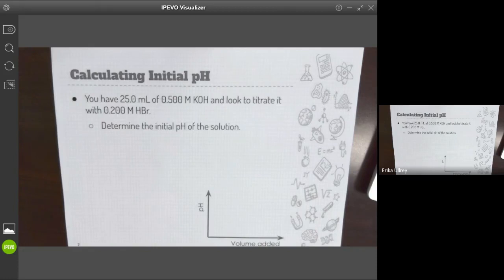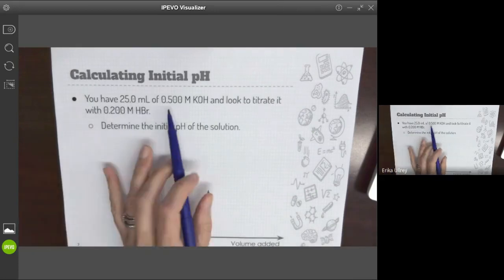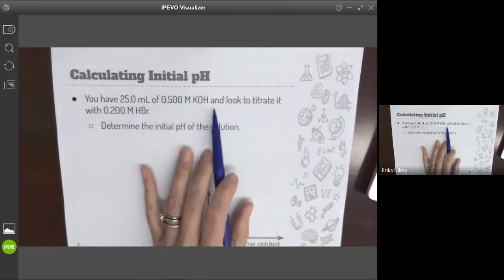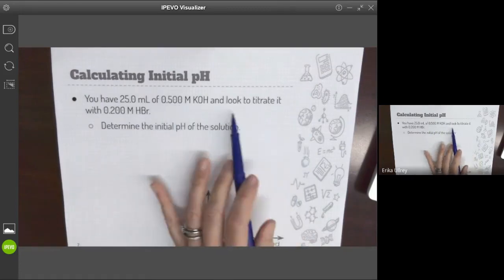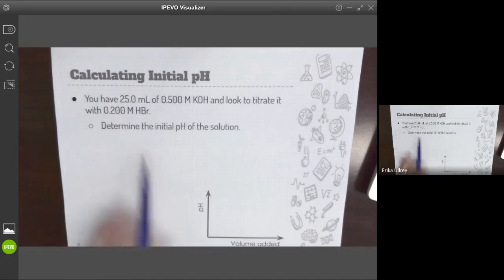So if we take a look, it says you have 25 milliliters of 0.5 molar KOH, and it should say to titrate it was 0.2 molar HBr. Determine the initial pH of the solution. Okay, so in this particular case, it says we have 25 milliliters of 0.5 molar KOH, and we look to titrate it with 0.2 molar HBr. Okay.